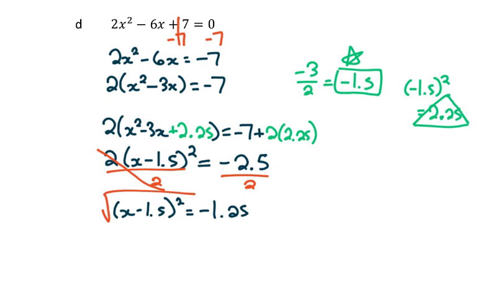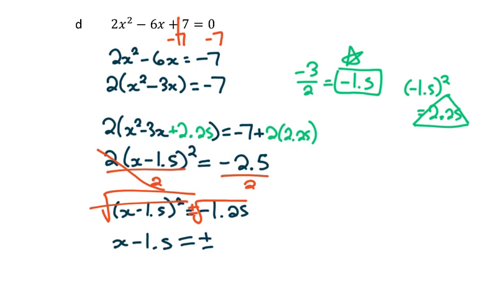And now we can square root both sides, plus or minus. We have x minus 1.5 on the left equals plus or minus, and this is where we get the final complication. We cannot take the square root of negative 1.25. We can't take the square root of any negative.